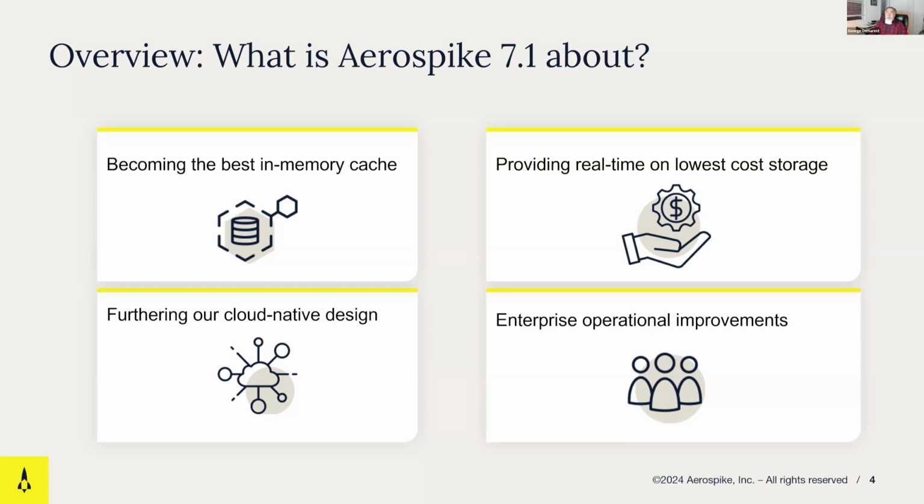Right. And just like in 7.0, you mentioned the unified storage, but there were some follow-on benefits to that, which made us a better in-memory database. So we've introduced some new caching technology. It makes us a better cache. It's a similar kind of approach with 7.1.